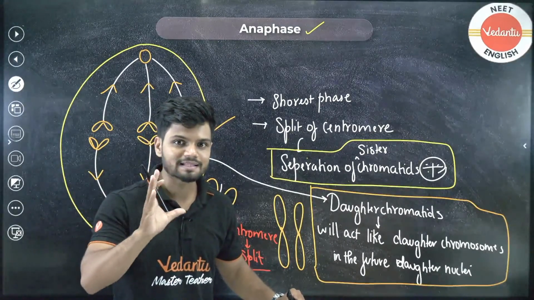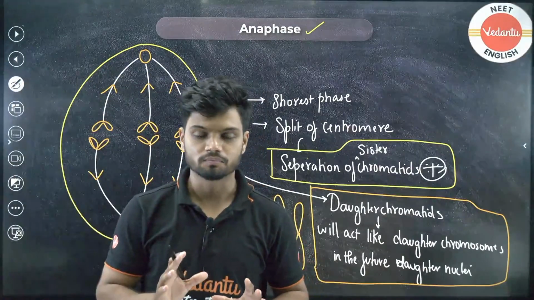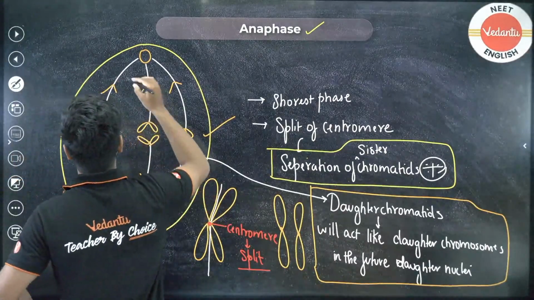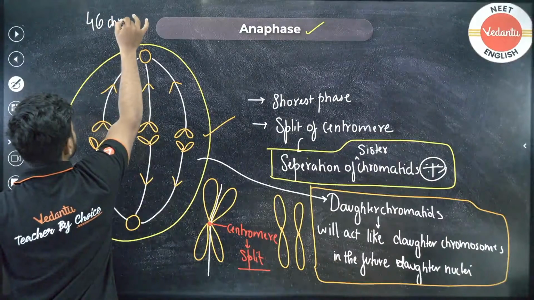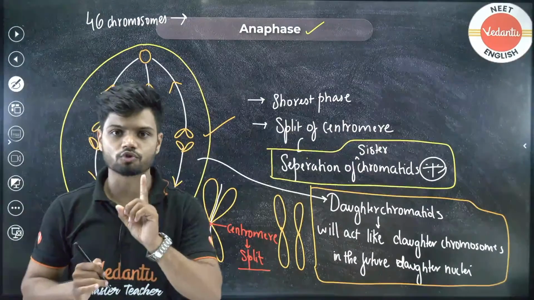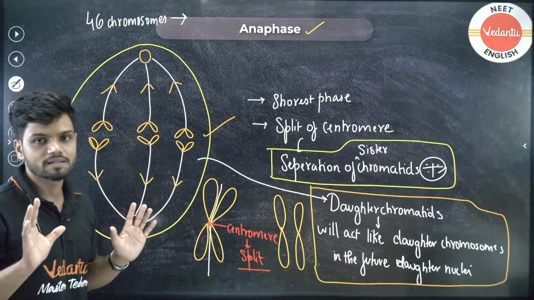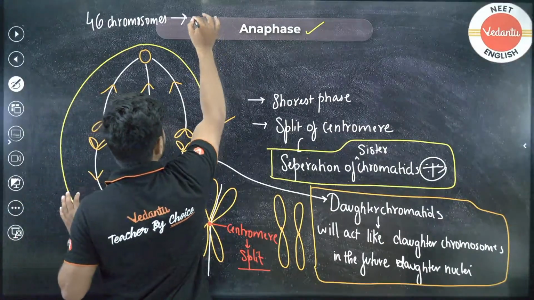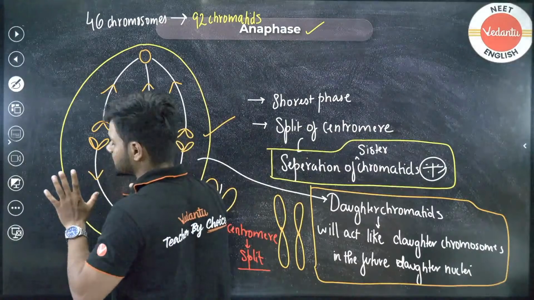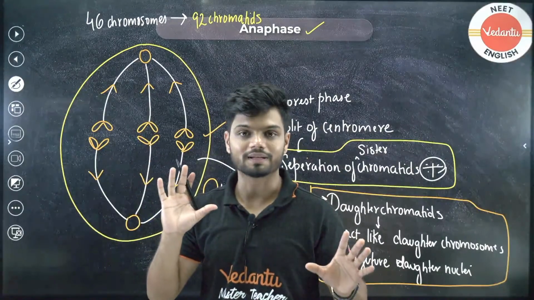Understand this. I'll give you a quick example. Tell me quickly in the chat. In a diploid cell, how many chromosomes are there? There are in total 46 chromosomes. And each chromosome has how many chromatids? We just now learned, each chromosome has 2 chromatids. So in total there are 46 into 2, 92 chromatids.